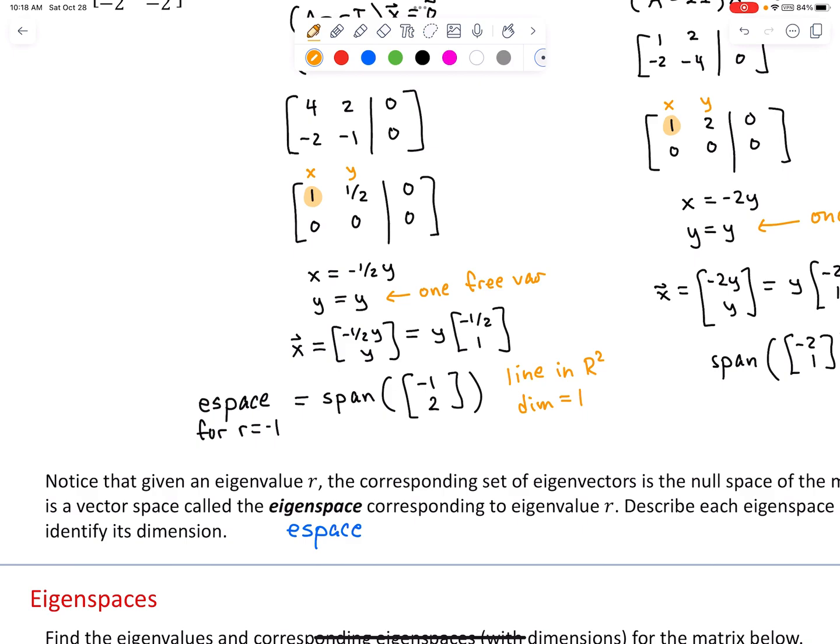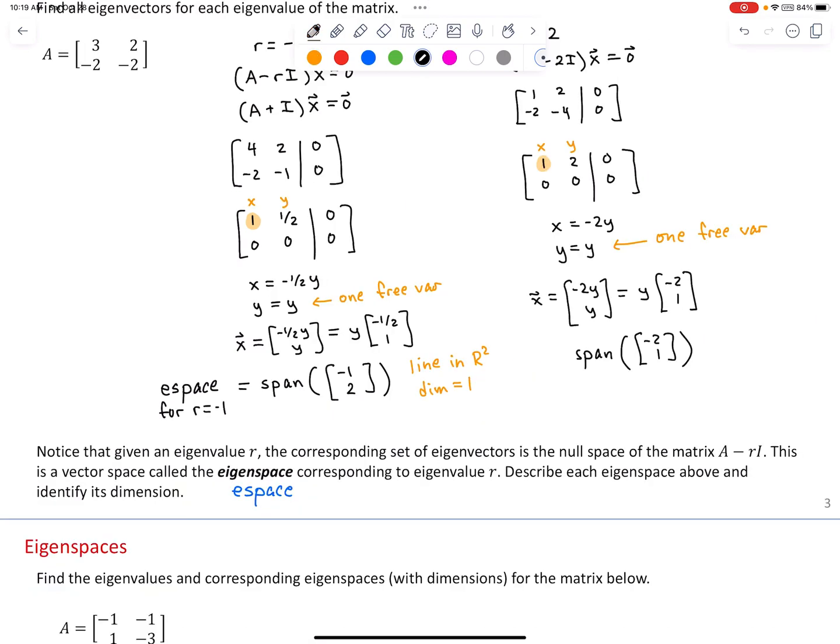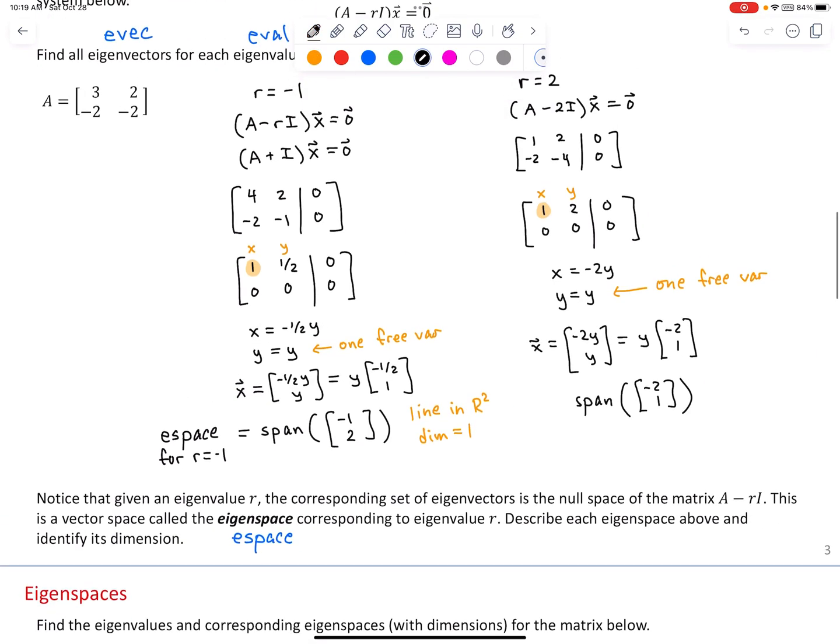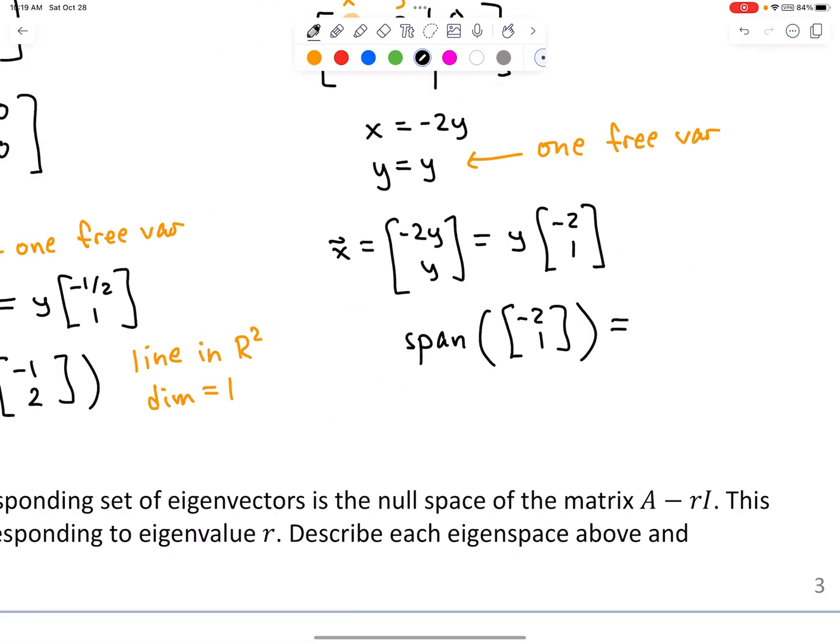Now technically to be an eigenvector you have to be a non-zero vector, but this space includes the zero vector. So you could argue that an eigenspace is the set of all eigenvectors combined with the zero vector, and that forms the eigenspace. And then for the eigenvalue of 2, this span is the eigenspace, or espace, for that eigenvalue. It is also a line in R2, and the dimension of this space is 1, because only one vector is needed for any basis.